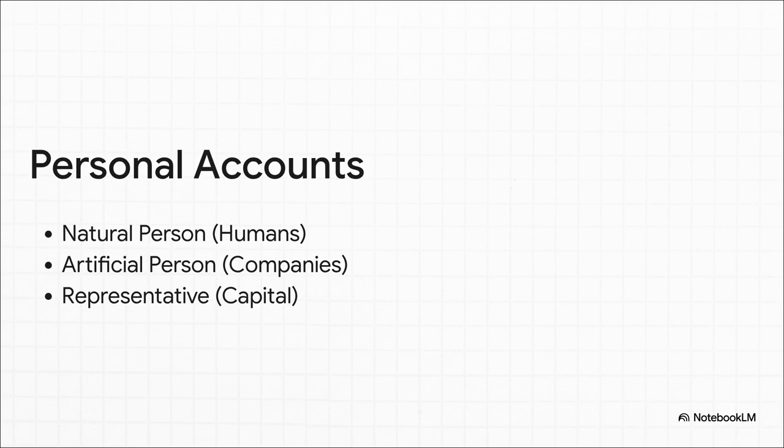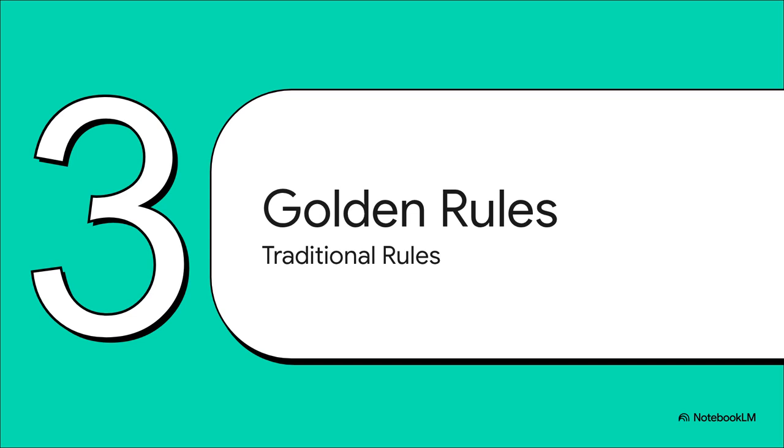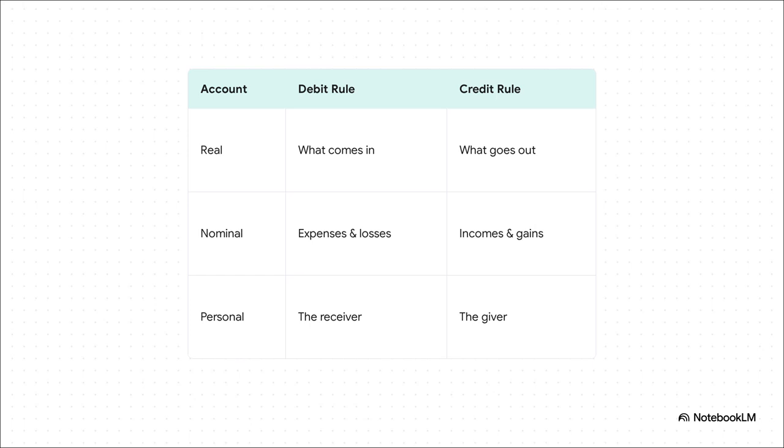Makes total sense. All right, Section 3, the golden rules of accounting. Now that we've got our 3 defining accounts down, we can apply the core mechanic of a traditional approach, the golden rules. You absolutely need to memorize these. There are behavioral rules dictating exactly how value moves. For a real account which captures your assets, the rule is to debit what comes into the business and credit what goes out. Simple. Cash arrives, debit it.